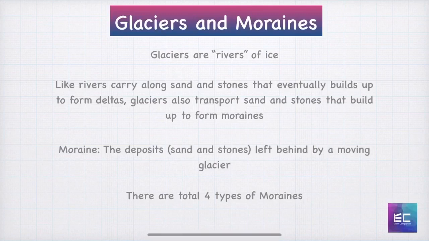There are a total of 4 types of moraines. You need not remember their types. This is just for knowledge purposes. What are moraines? The deposits left behind by a moving glacier. I hope I am clear.